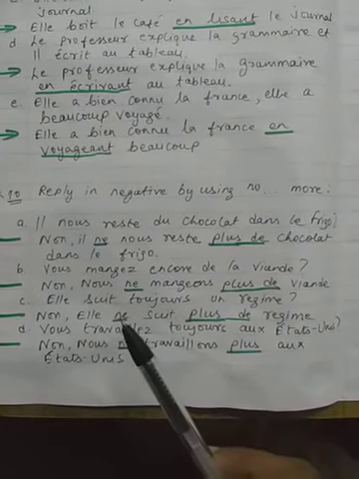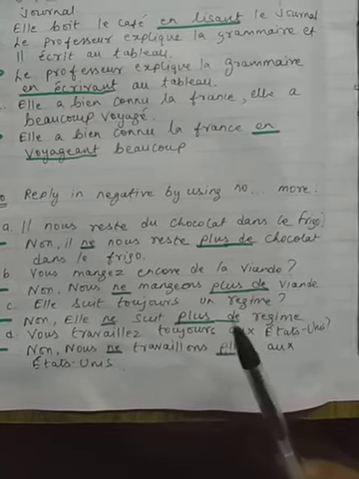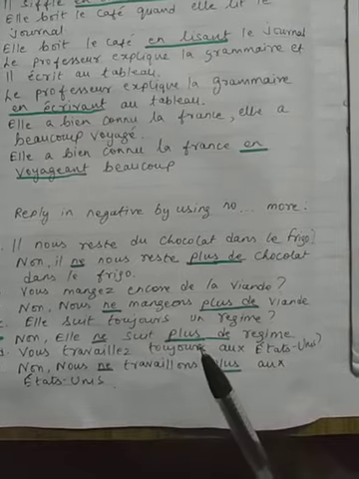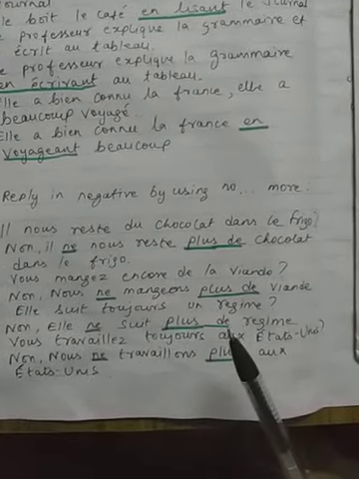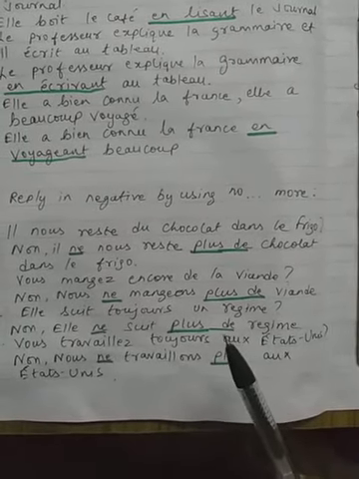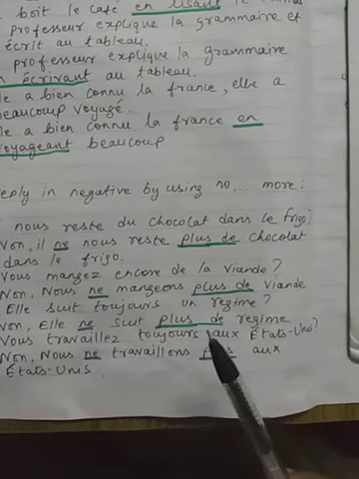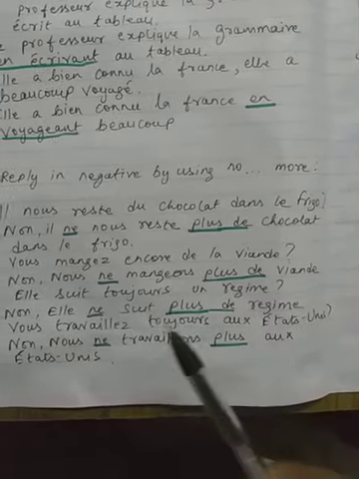Elle ne suit plus le régime. She no more follows any diet. In the negative sentence, the article becomes de, and indefinite articles also change. Une will also become de. Elle ne suit plus de régime. She no more follows the diet.